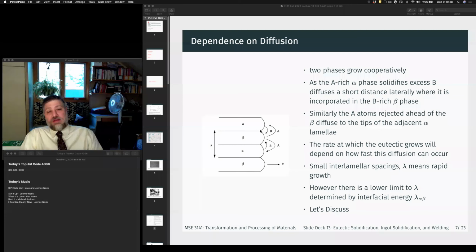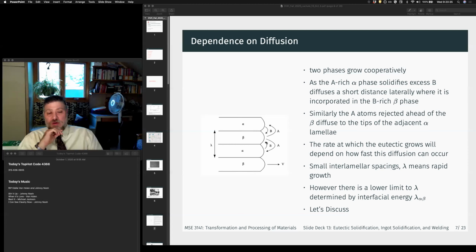Okay, so in the eutectic, we have alpha and beta growing simultaneously. So we have to have mass transport in the liquid in front of our growing solidification front. So B, element B, or component B, is going to be rejected from alpha, and A is going to be rejected from beta. So we have to have B diffusing this way and A diffusing this way. And the rate at which these two phases can grow is going to be dependent on how fast this diffusion can happen in the liquid, right? So the way to make this the fastest is to make alpha and beta as thin as possible, right? Then you have a shorter diffusion distance and you can have faster growth.